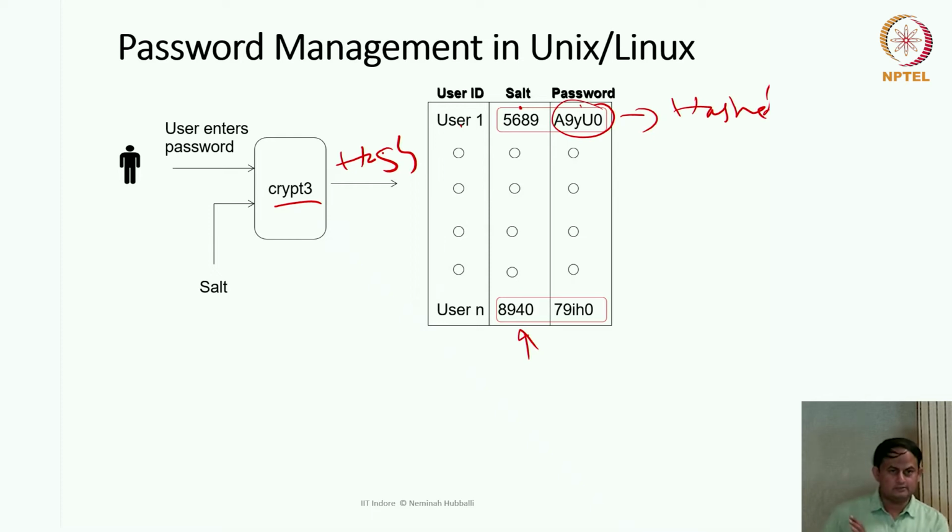This is what happens inside Unix or Linux systems. Crypt 3 is again a bit of an old function. Nowadays, Linux systems use different algorithms. We will see that in the next couple of slides. So this is exactly what happens inside the verification and management process.